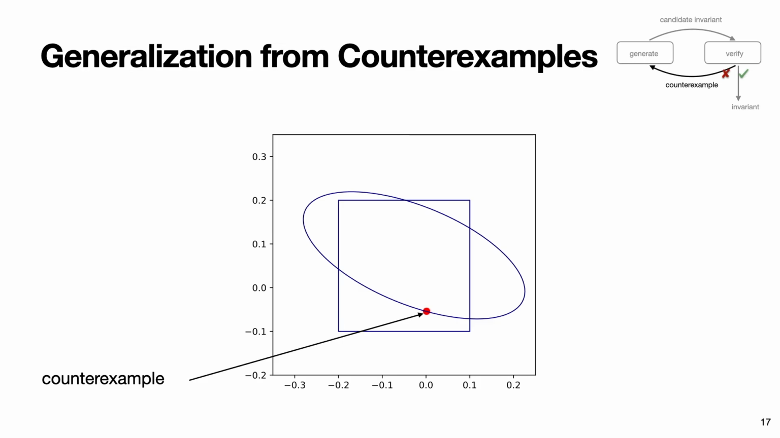For our example, the candidate invariant was not confirmed, and the solver returned a counterexample. Here by counterexample, we mean a point that itself satisfies the invariant before the loop iteration, and in one loop iteration reaches a point that violates the invariant. On the slide, this is shown as a red dot.